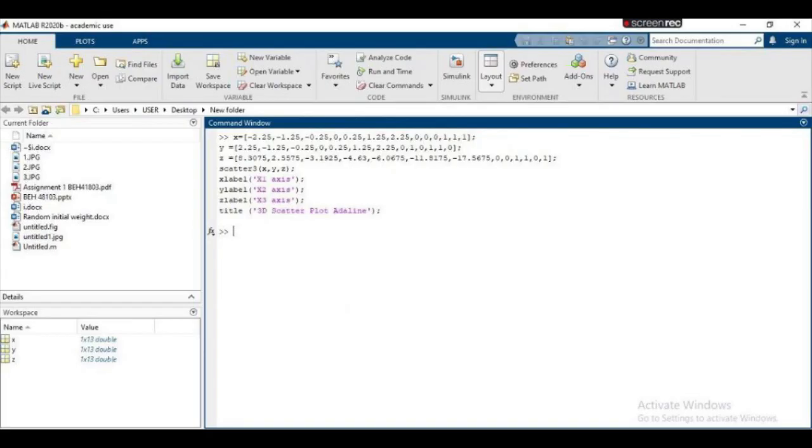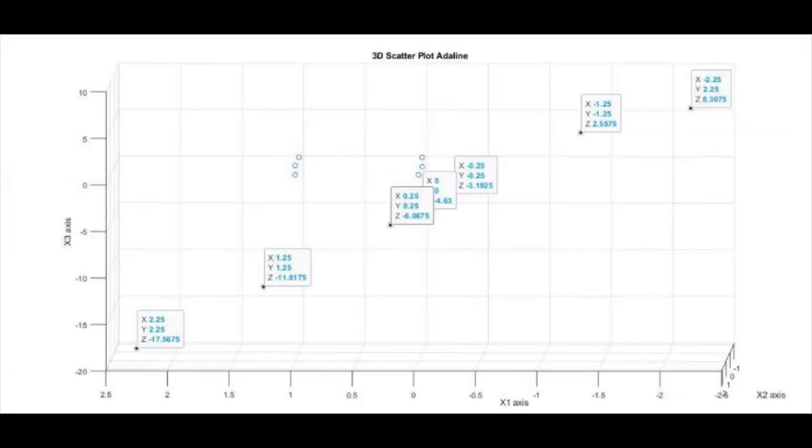Okay, next we use the MATLAB software to plot the diagram of the adenine. This is the coding that we need to use, and this is the value of the x, y and z. As you can see here is the scatter plot diagram of adenine. The value of the x, y, z is equal to x is x1, y is x2 and z is the x3.